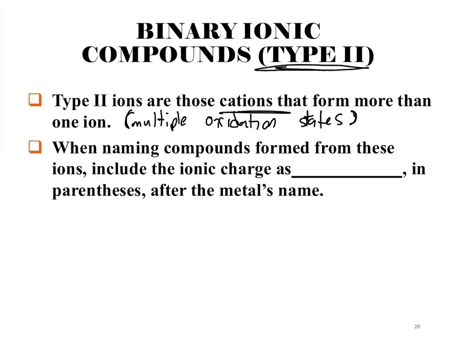These metals can have multiple charges just depending on the environment that it's in. It'll be +2 or +1 or +3, just depends. And so the only thing that changes for the naming convention for these is that the ionic charge is included as Roman numerals in parentheses in the name.